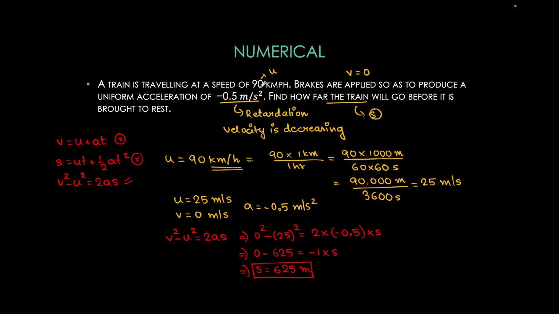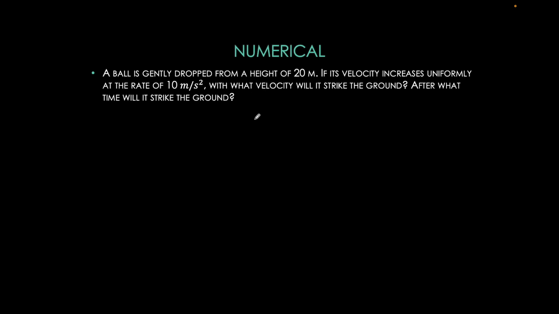We'll solve a last question, which is: a ball is gently dropped from a height of 20 meters. So basically this is the displacement. If its velocity increases uniformly at the rate of 10 meter per second square, always check for units, so it's meter per second square, meaning that is its acceleration. With what velocity will it strike the ground? After what time will it strike the ground? So there are two questions, and we have to find two quantities, that is v and t, right?